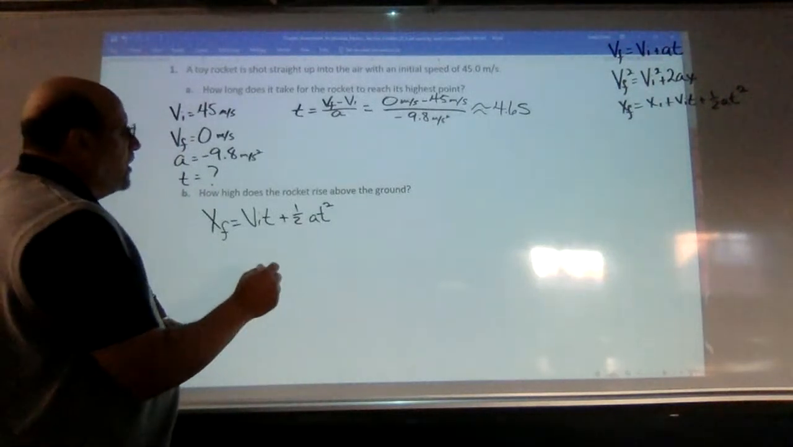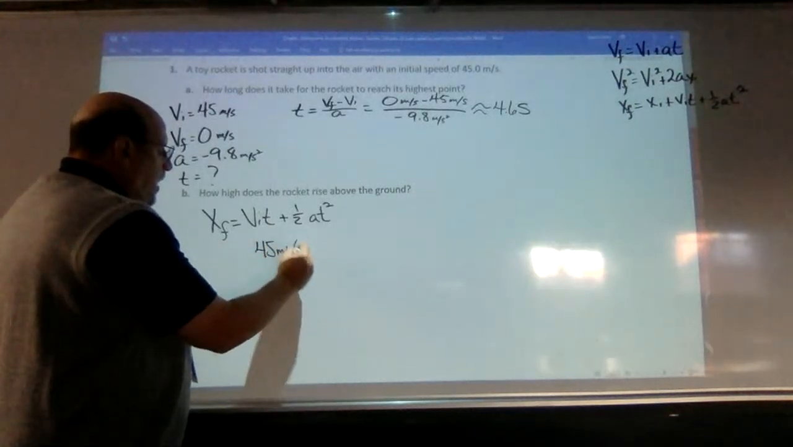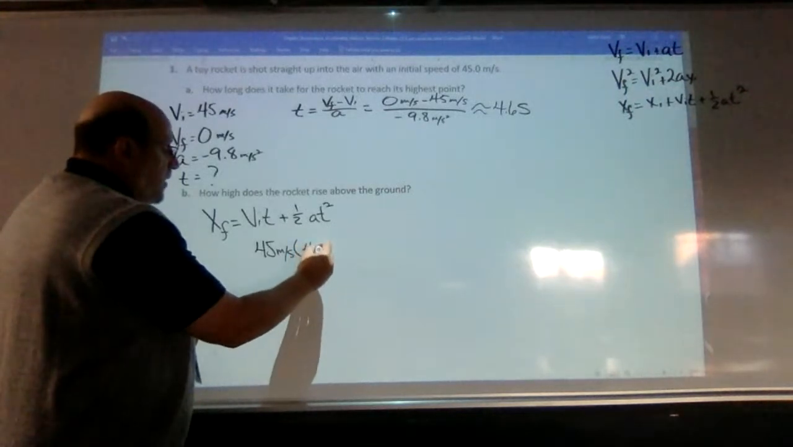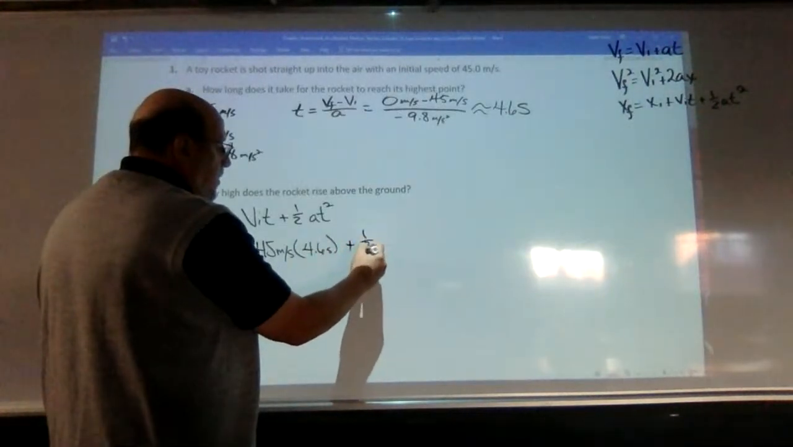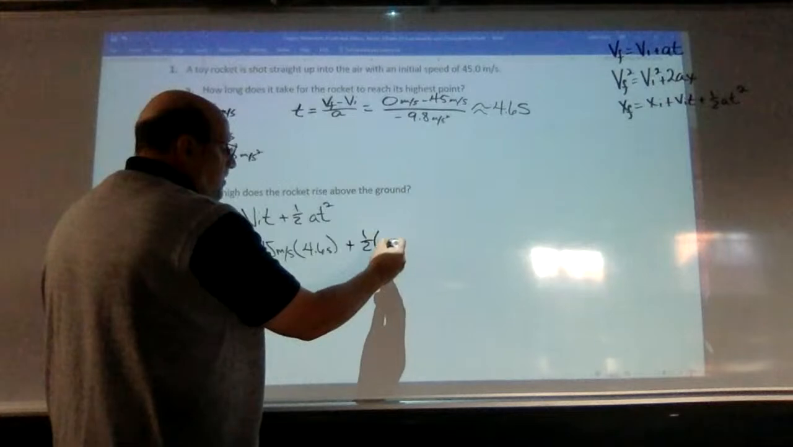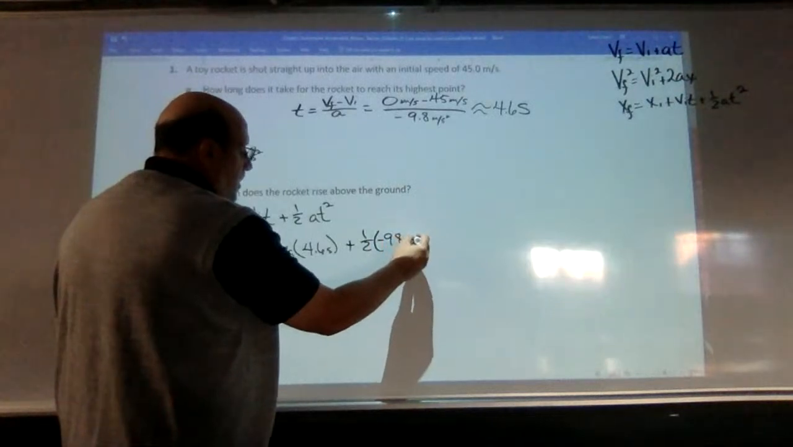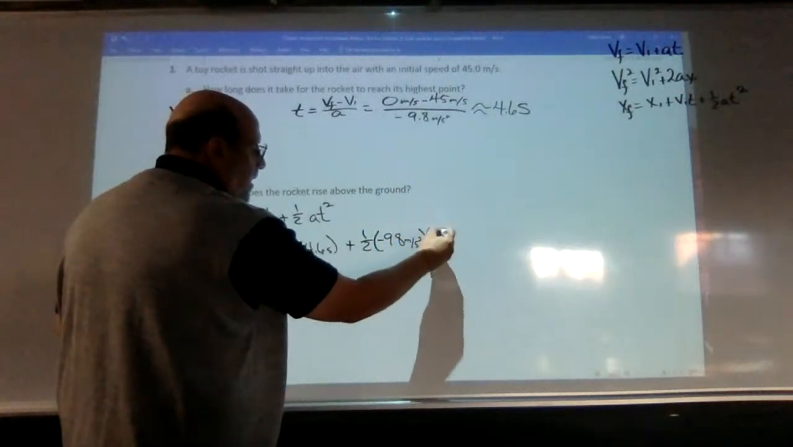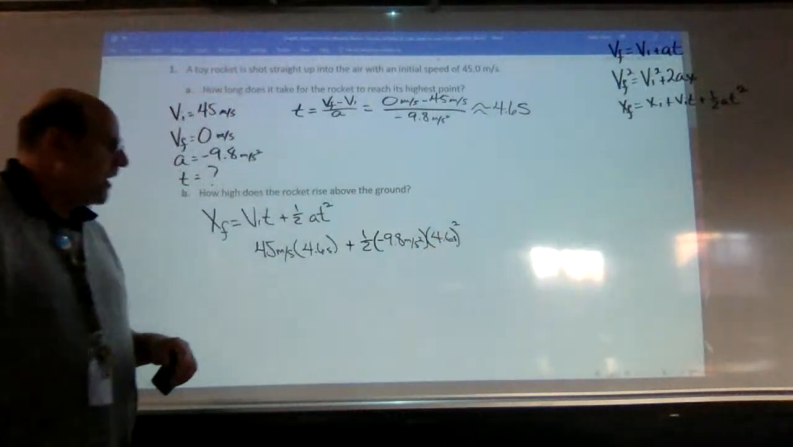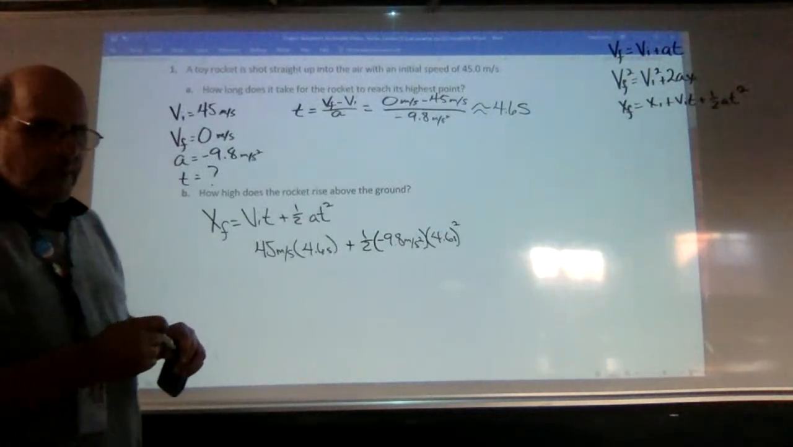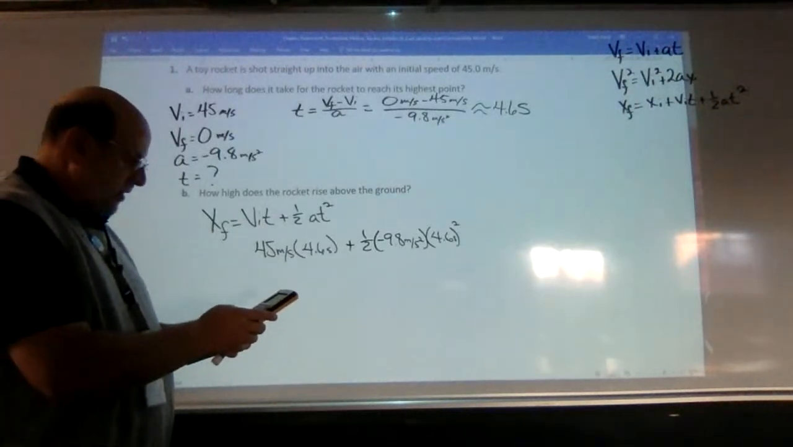So what's our initial velocity? It's 45 meters a second times 4.6 seconds. Then we're going to add to that 1/2 times the acceleration, which is negative 9.8 meters a second squared, times 4.6 seconds squared. Okay, and then if you want to do it piecemeal, you can. I usually do the whole thing, but we'll do it piece by piece.